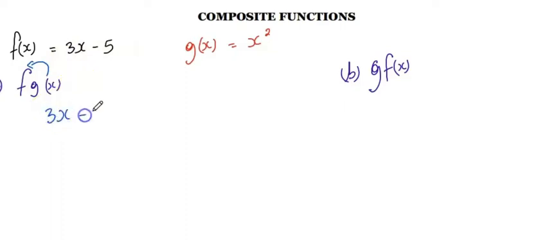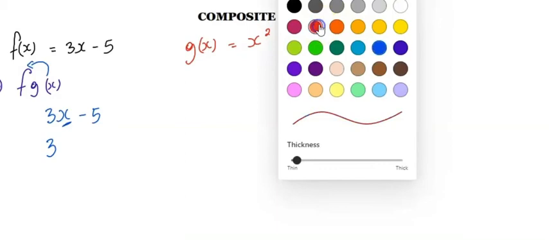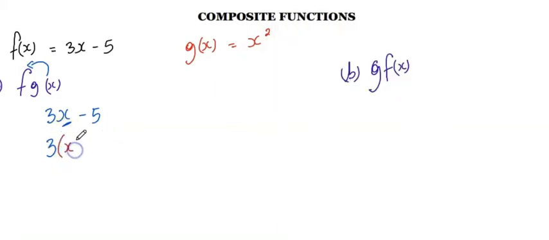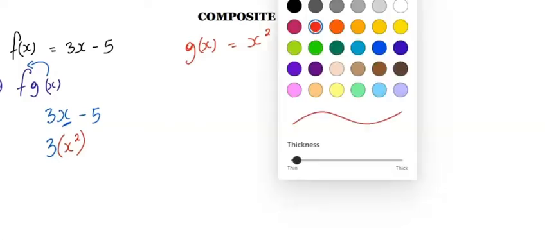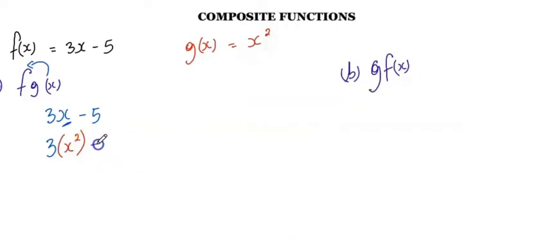So here I have 3x minus 5. I am going to substitute my g function where I see the x in my f function. So here I have 3, and my g function is x squared. So in brackets, I am going to put x squared, and then I'm going to finish writing my question, which is minus 5. So we have a bracket, so we know that 3 times x squared is going to be 3x squared, and then we put back our minus 5. When we look at this, they are not like terms, so they cannot be calculated any further. So this would have been our final answer.